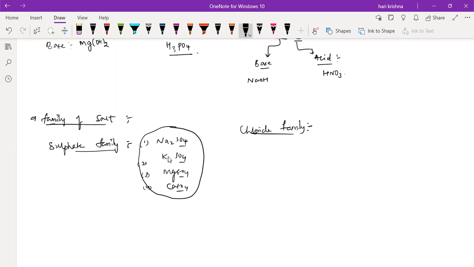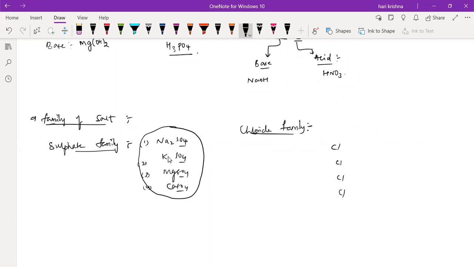Family means there should be something common among the members. Suppose sodium sulfate, potassium sulfate, magnesium sulfate and calcium sulfate are there. Among all these four different salts, the common thing is the sulfate ion, an anion. So all belong to the sulfate family. Like the chloride family, the chloride ion should be common among all the salts, right? Now tell me examples for this one.